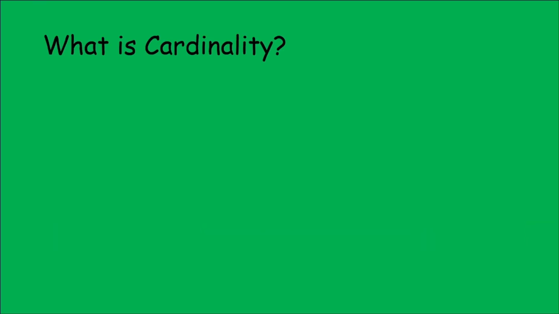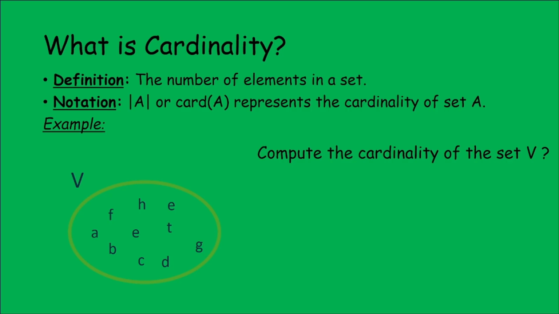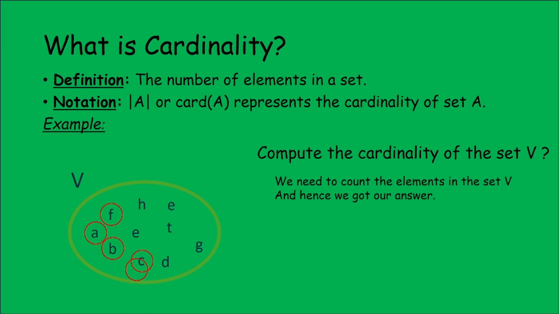What is cardinality? Cardinality is simply the number of elements inside of a set. It is written as A with 2 bars, or cardinal of A, which is the most common form, representing the cardinality of a specific set A. Now an example: we have the set V containing the elements A, B, C, D and so on. The question is to compute the cardinality of set V. To do that, we have to count the elements inside of the set. So let's count them: 1, 2, 3, 4, 5, 6, 7, 8, 9, and 10. So the cardinality of V is 10, and here you have your solution.